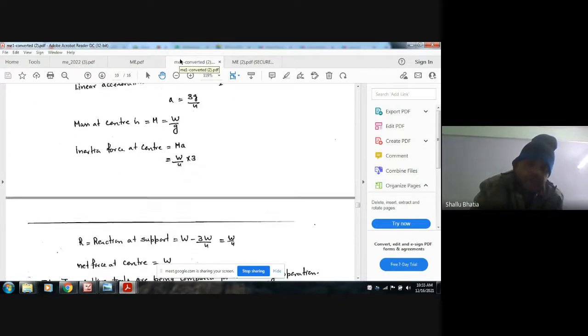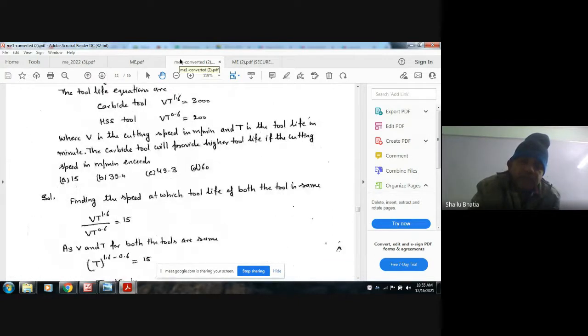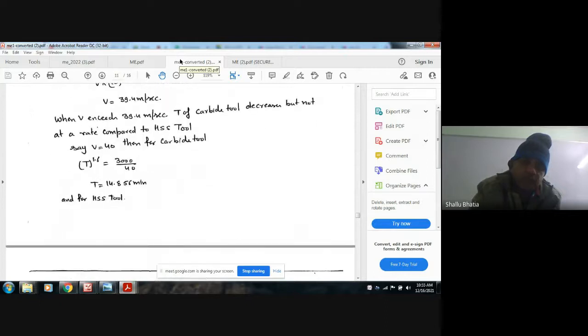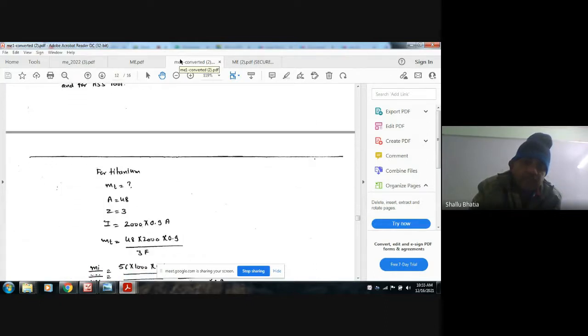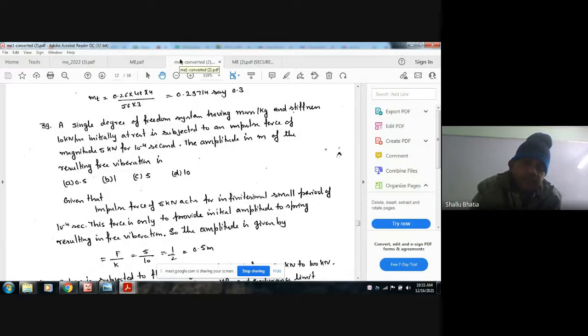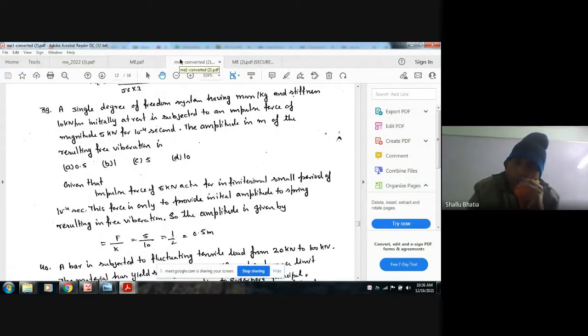Now when we apply a small force for a very small time, then it gets deflected. So that force is causing sudden deflection. That force is just F, and the deflection caused by this force is just F by K, that is 5 by 10, so that is 1 by 2.